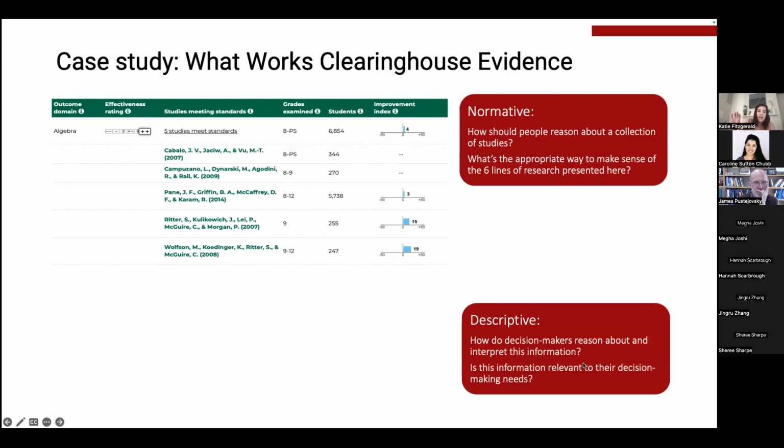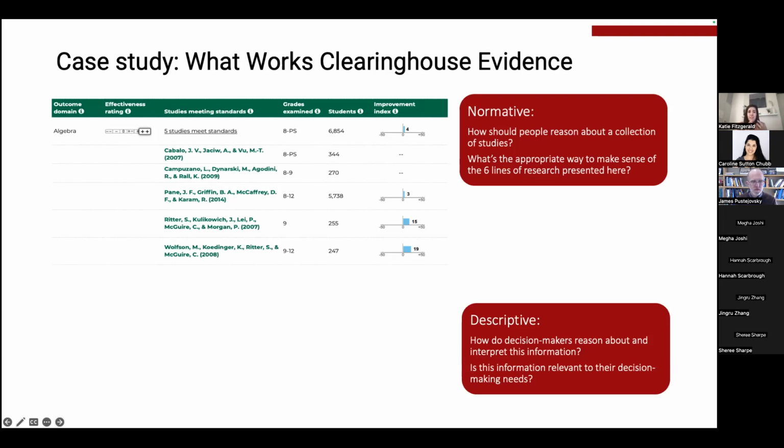By contrast, descriptive questions are going to ask, how do decision makers make sense of this information, right? How do they make sense of the 6 lines of research that are presented here? Do they primarily consider just the summary effect at the top? Or do they make ad hoc syntheses of the individual 5 studies in some way? How do they interpret the improvement index?